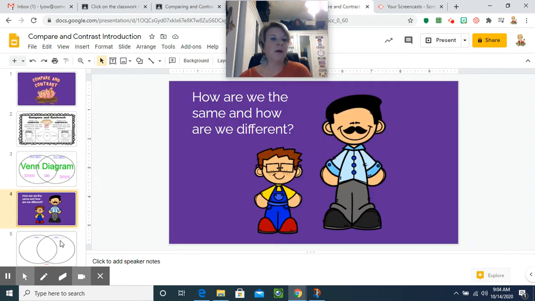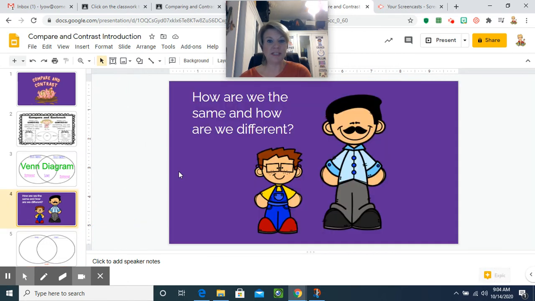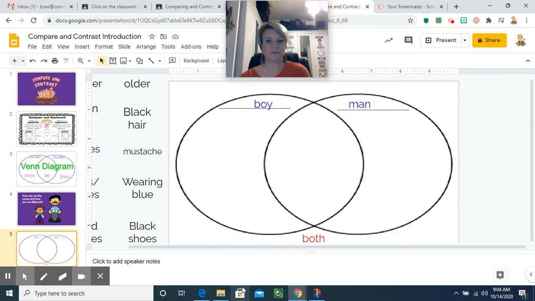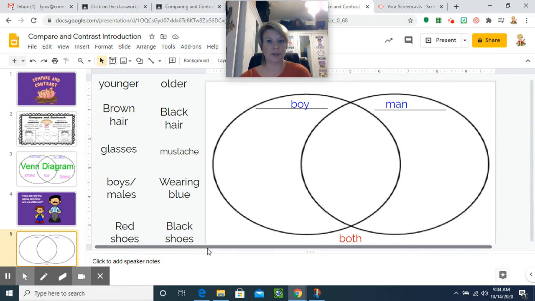But if I want to say something about both of them that's the same, remember, I'm going to put those in the middle circle. So I've labeled the middle where they overlap as both. Remember, we said that this boy is younger and this man is older. So let's go ahead and add those to our circles.